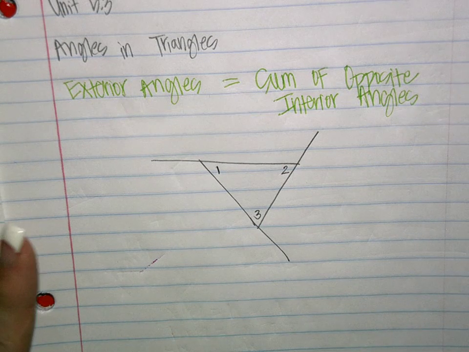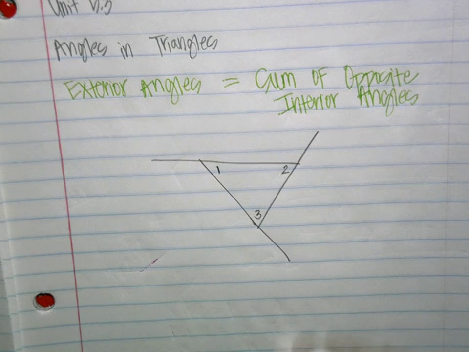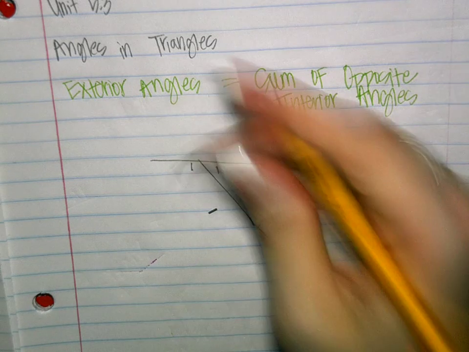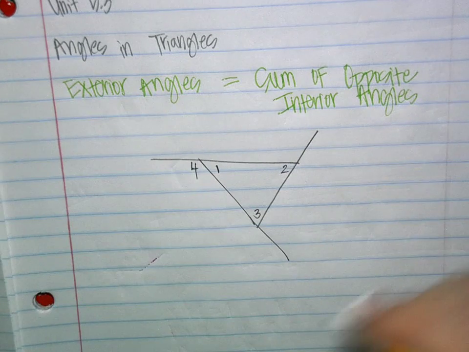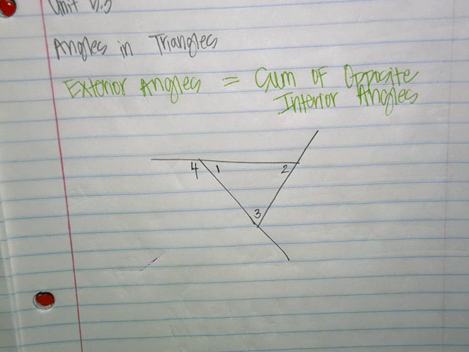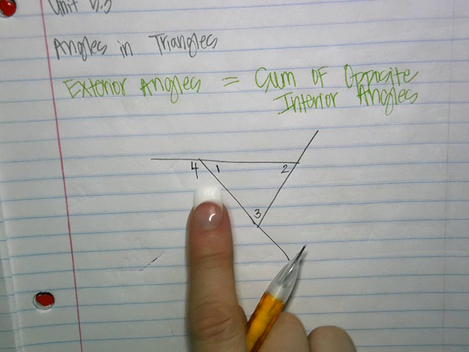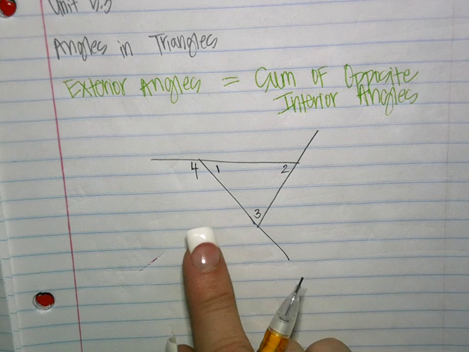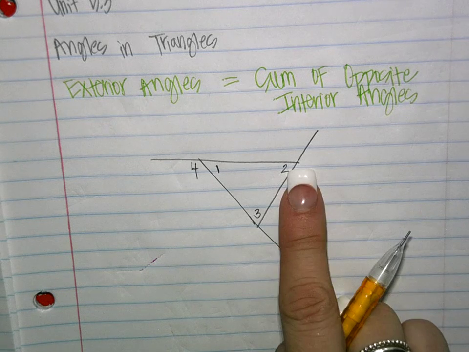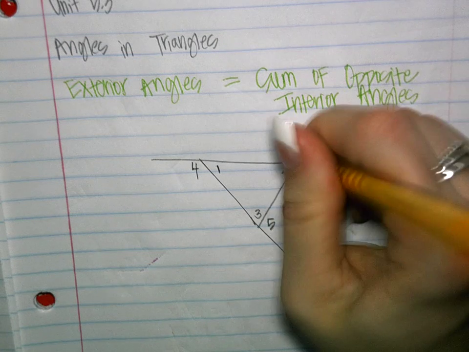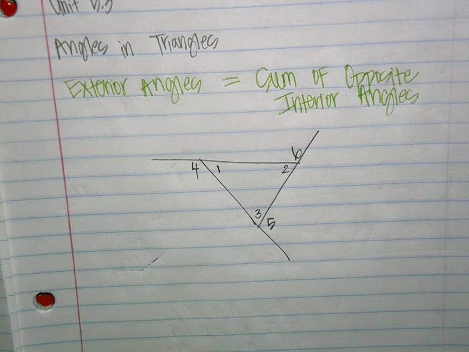And then on the outside, 1 is adjacent. Adjacent means next to, angle 4. Not the name Jason, adjacent. No, we're not going to spell it right now. So, angle 1 is attached to angle 4. Angle 3 is attached to angle 5, and angle 2 is attached to angle 6. So that's just how we label them.